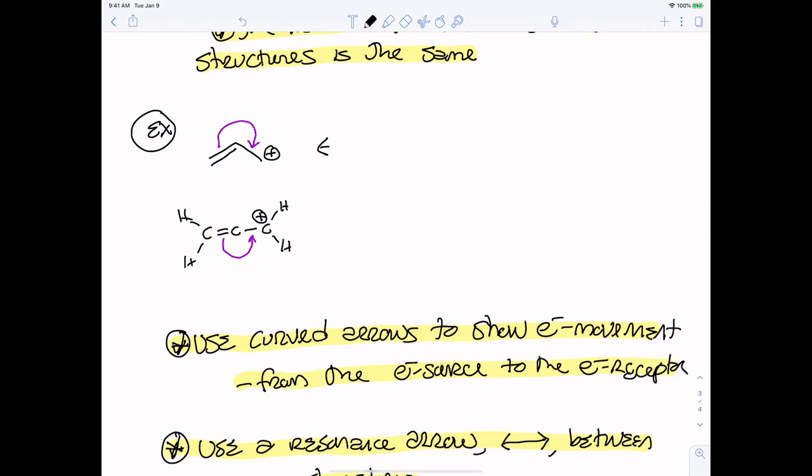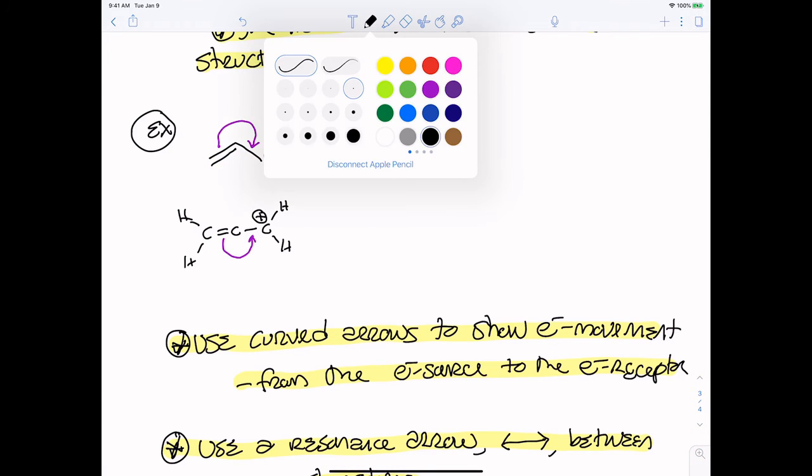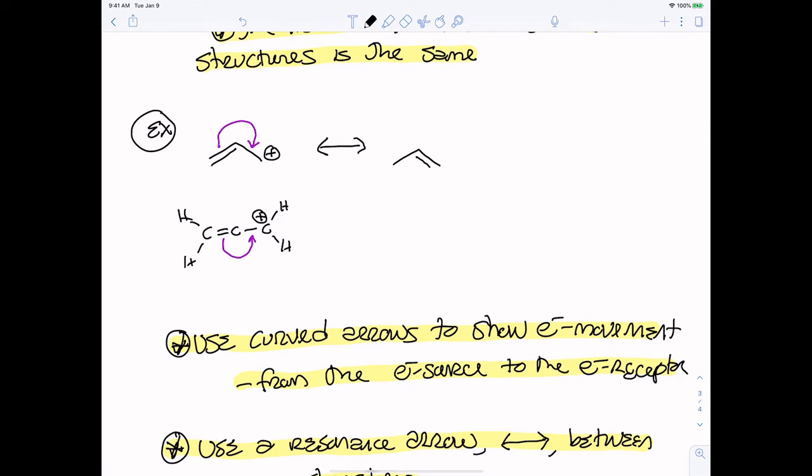I'm going to add my resonance arrow, and then I'm going to draw the structure that we got. What I did, let's use our highlighter here, I took these yellow pi electrons and I moved them over there. So what it's going to look like is this, and I now have a formal positive charge on that side.